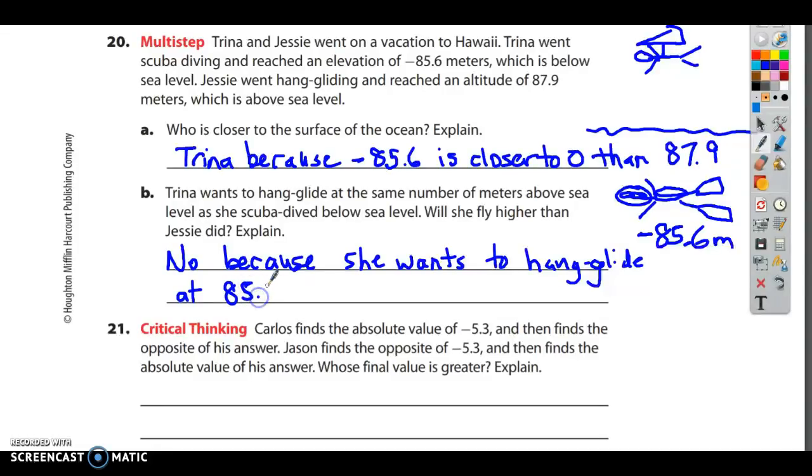But then the question says, will she be higher than Jessie? And that's not higher than 87.9. So I need to write which is lower than, which is less than 87.9 meters.